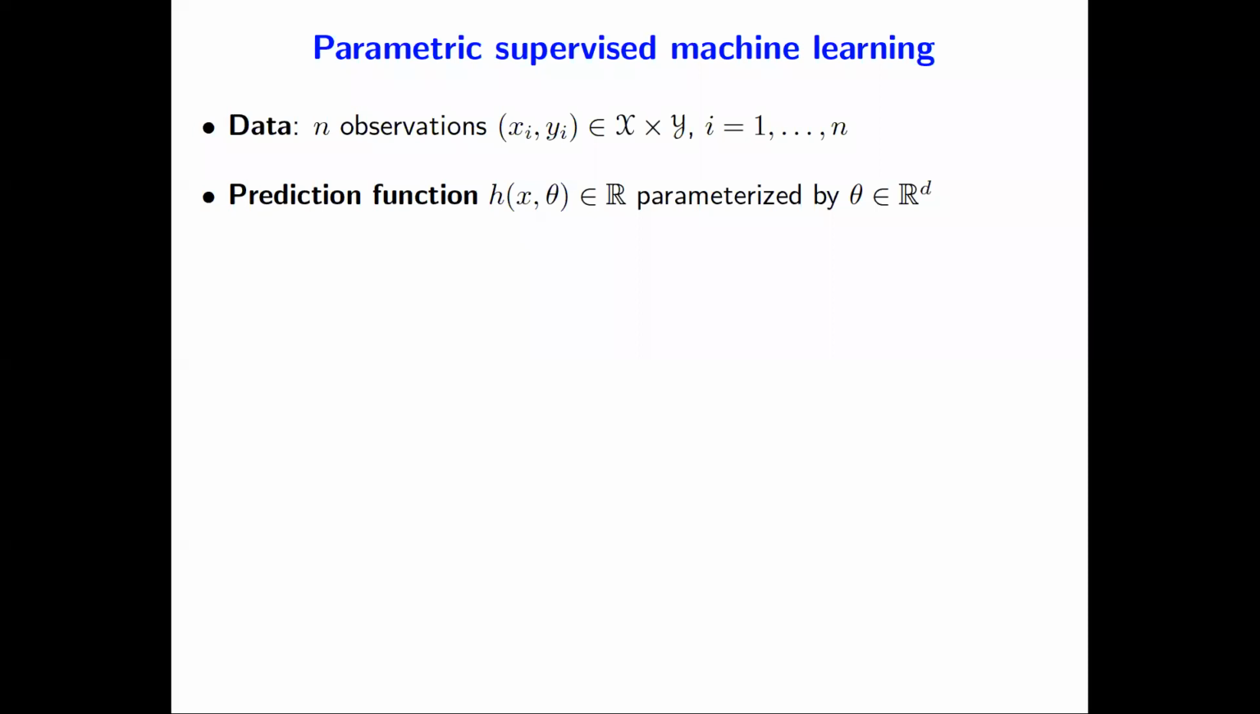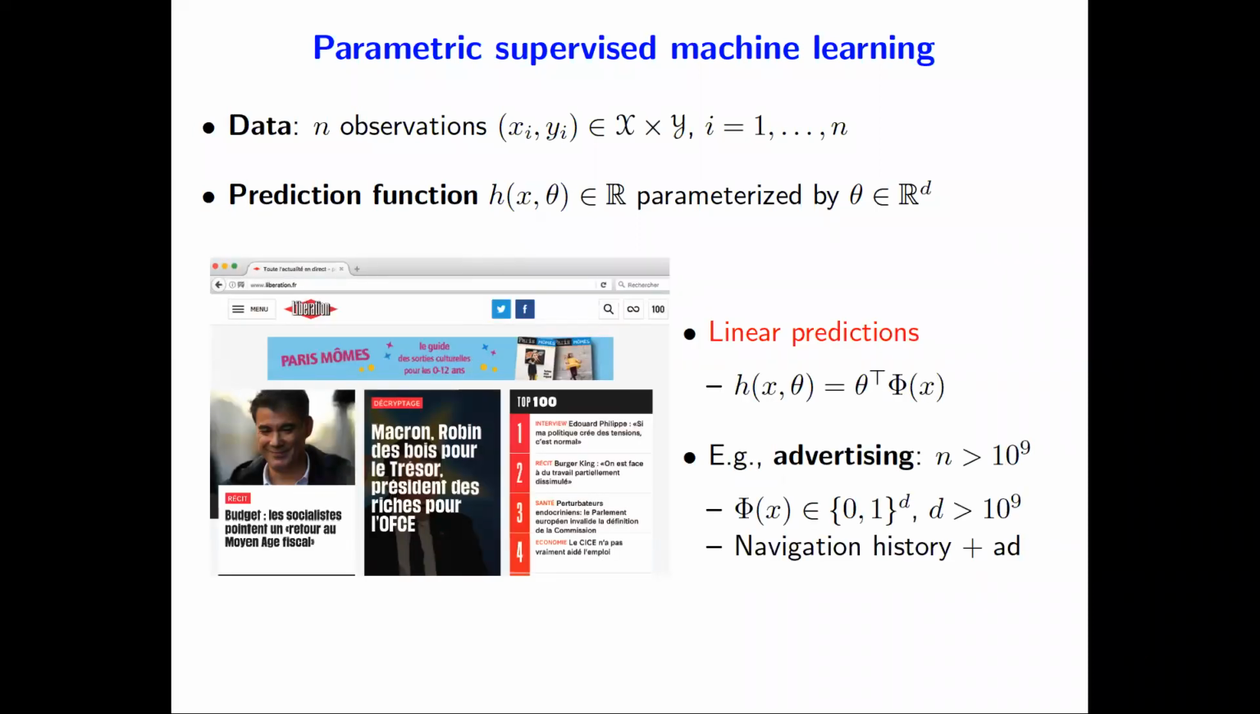Within machine learning, in the last 20 years, people have considered mainly 2 types of prediction functions. The first one is basically linear in the parameter theta, but it can of course be non-linear in the inputs x through the use of the feature vector phi of x. The classical example is advertising, where phi of x is a pretty large vector of zeros and ones, encoding your navigation history, but there are many applications of linear models in speech, bioinformatics, and so on.